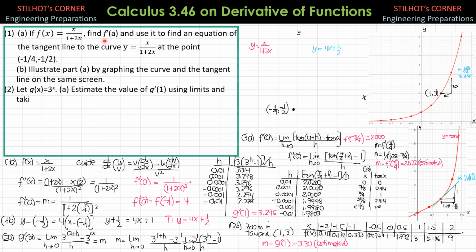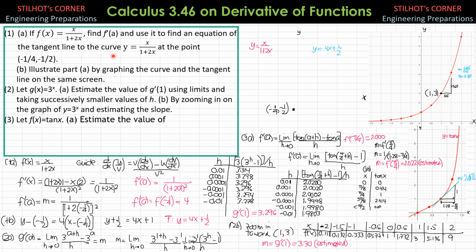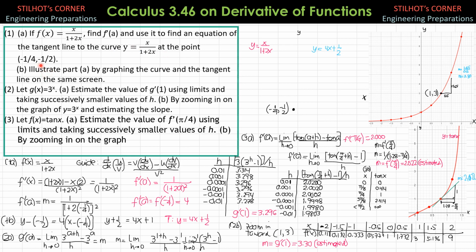So meaning the derivative of f at x equals a, and use it to find an equation of the tangent line to the curve y equals x over 1 plus 2x, same as that, at the point quantity 1 negative 1/4 comma negative 1/2, because when x is negative 1/4, if you evaluate this curve, negative 1/4 over 1 plus 2 times negative 1/4, so this is negative 1/4 over 1/2, which is negative 1/2.